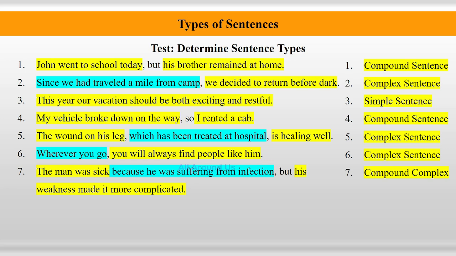The man was sick because he was suffering from infection, but his weakness made it more complicated. It is a compound complex sentence. Here, the man was sick is one principal clause. Because he was suffering from infection is a subordinate clause. But his weakness made it more complicated is another principal clause. So there are a minimum of two principal clauses and one subordinate clause. It is a compound complex sentence.